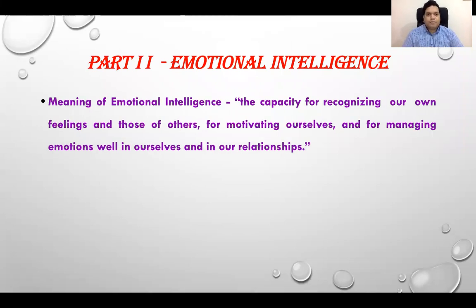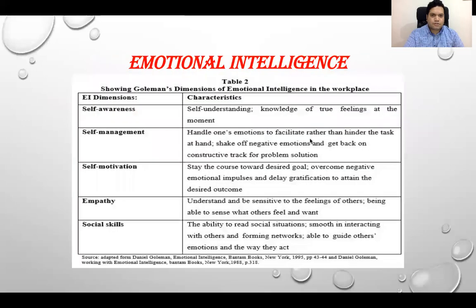Let me start with the meaning of emotional intelligence. It is the capacity of recognizing our own feelings and those of others, for motivating ourselves and for managing emotions well in ourselves and in our relationships. So, this is the meaning of emotional intelligence.